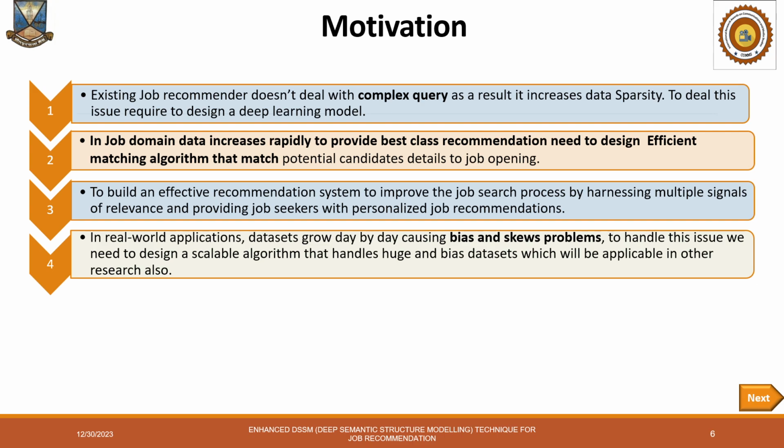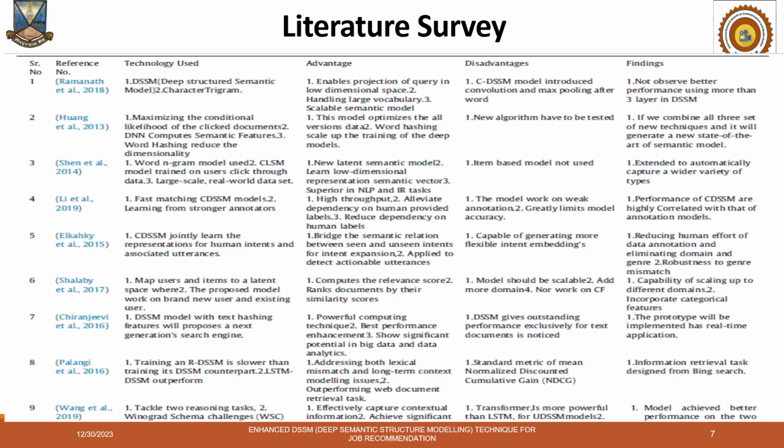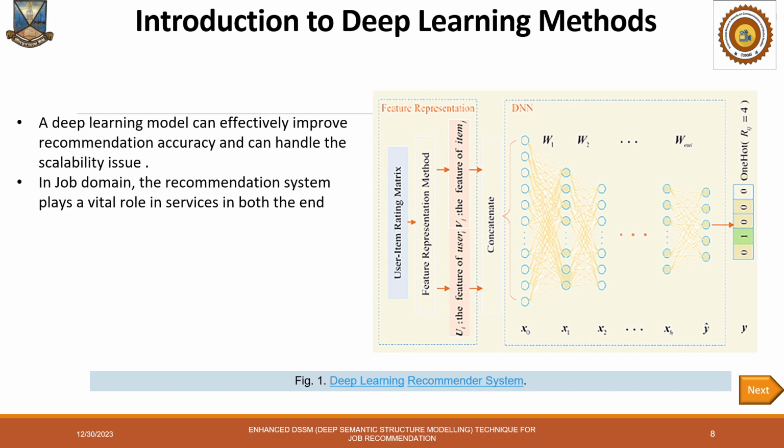It also solves the bias as well as skew problem of different data sets. So for this purpose we referred to many papers, but here we listed 7 to 9 papers that include job recommendation introduction as well as existing word embedding algorithms as well as deep semantic structure modeling algorithms. Based on this literature survey we drew some conclusions, that we require deep learning methods. Deep learning methods will effectively improve the recommendation accuracy, and they also handle the scalability issue.